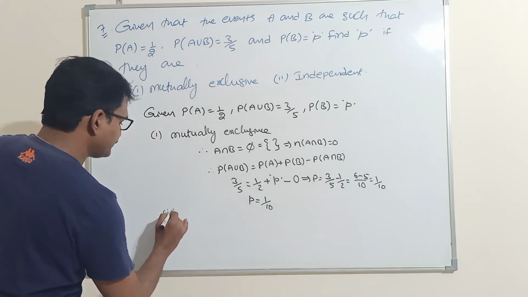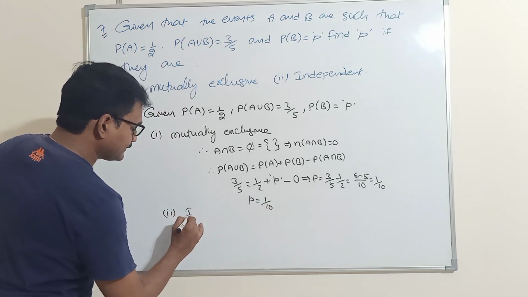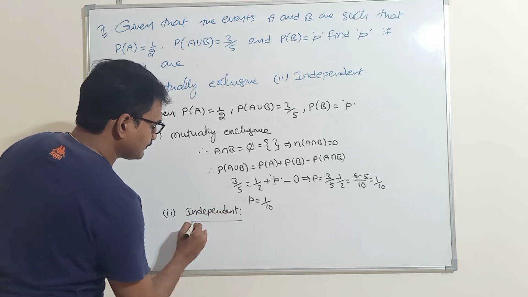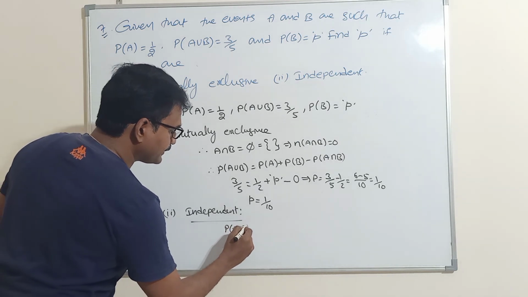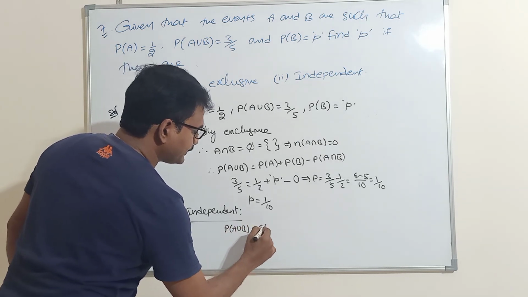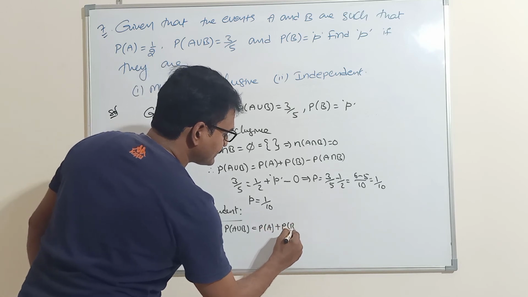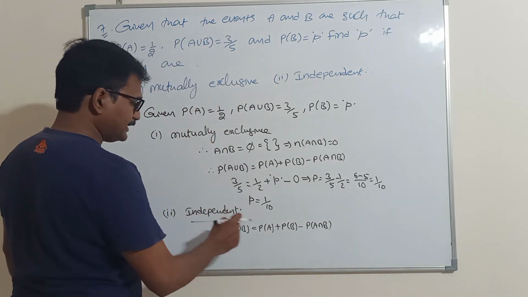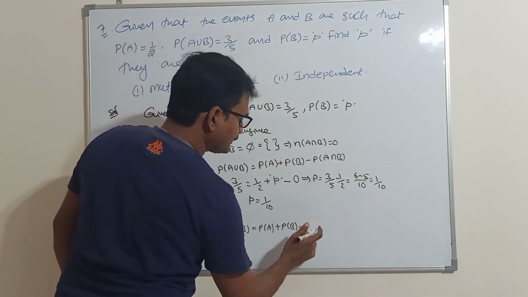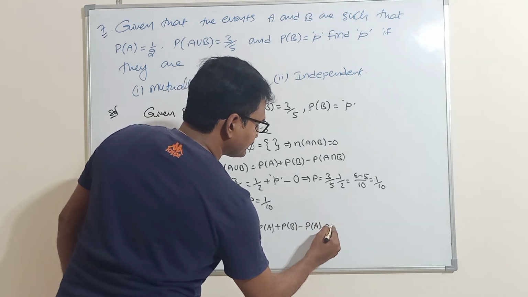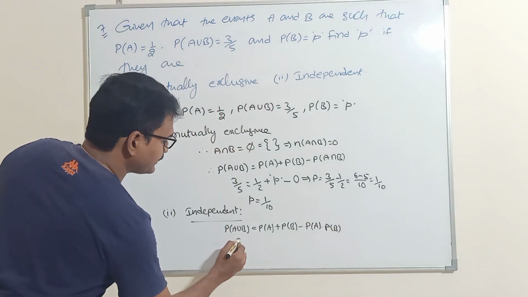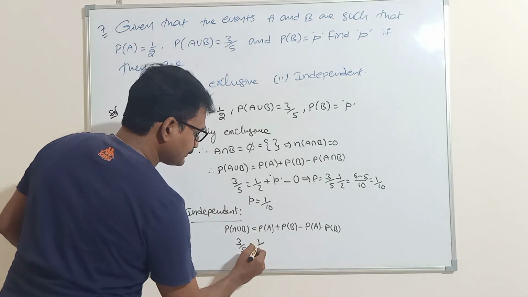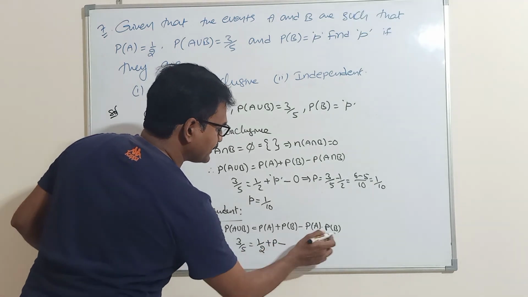Second question is independent. So what is the formula again for P of A union B? P of A plus P of B minus P of A intersection B. If they are independent events, P of A intersection B value is equal to P of A into P of B. P of A union B is given as 3 by 5. So 3 by 5 is equal to 1 by 2 plus p minus P of A into P of B.